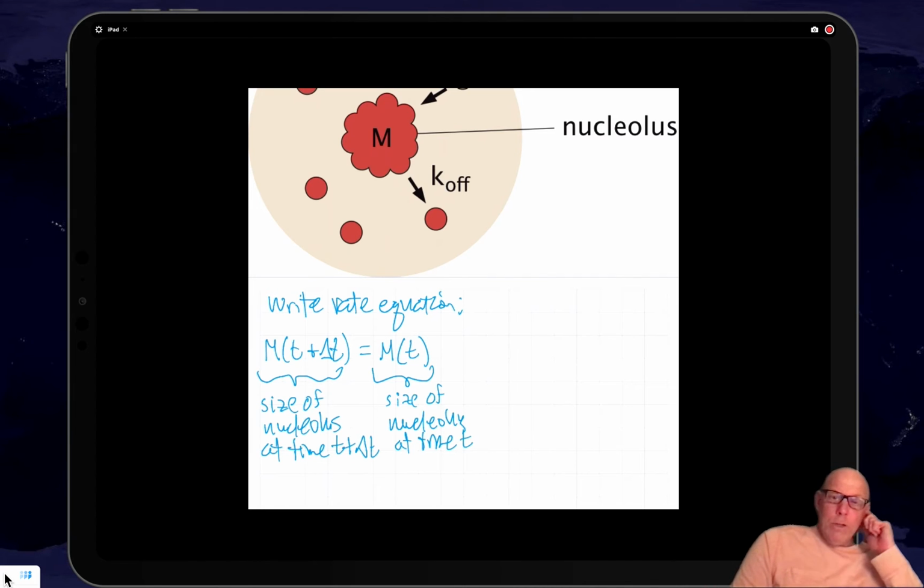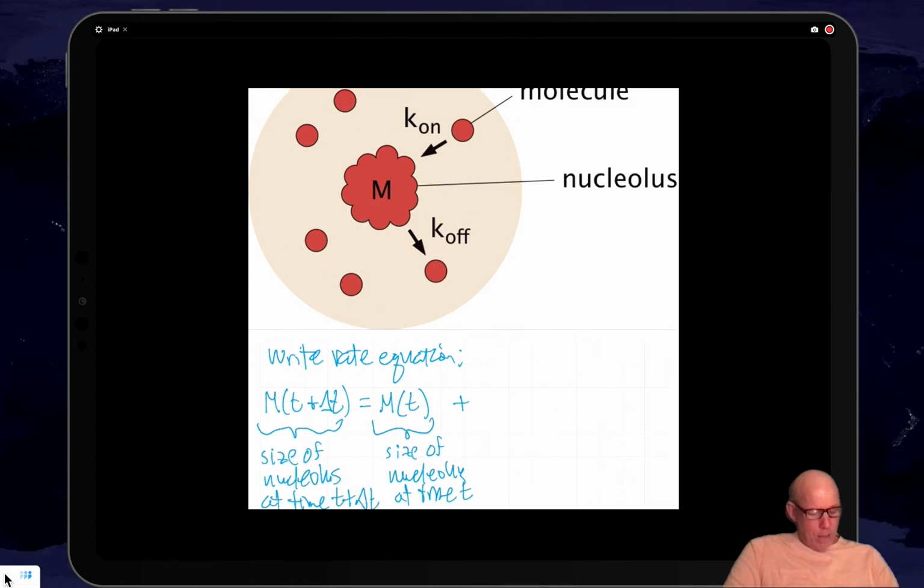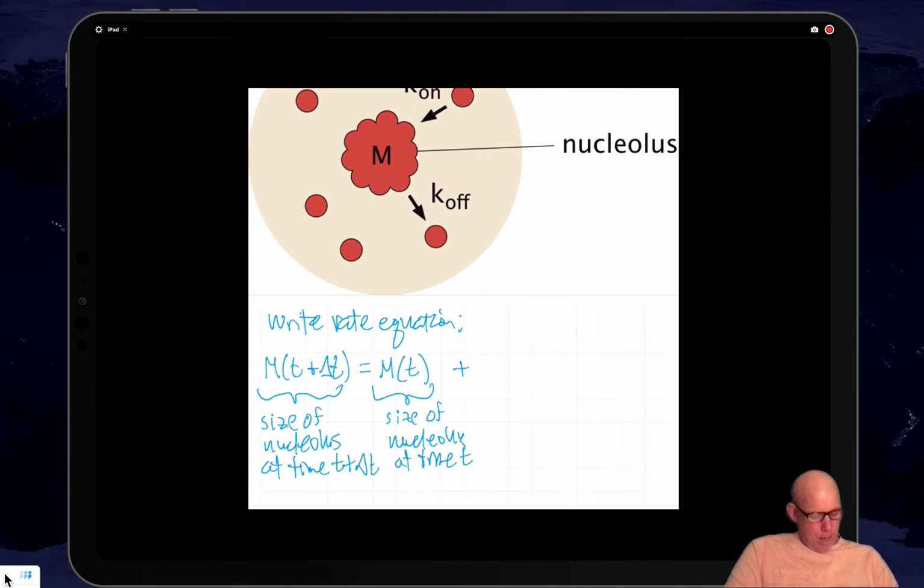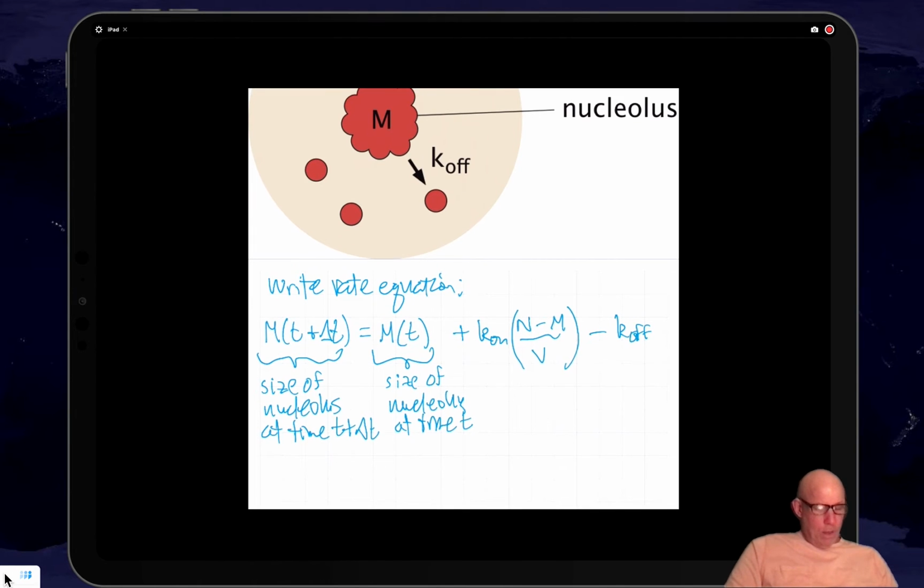And now what we need to do is figure out what are the ways that we can change the size. So, well, one thing we can do is we can add new molecules onto the nucleolus with a rate k on. And so I'm going to write that term in the form k on, and then n minus m divided by v, and then minus k off. So what's up with this? So first of all, I need to multiply these each by a delta t. So just bear with me.